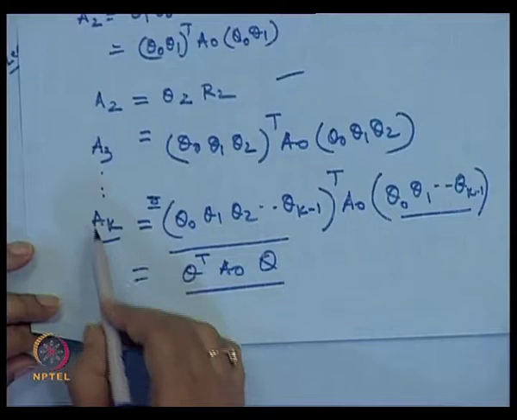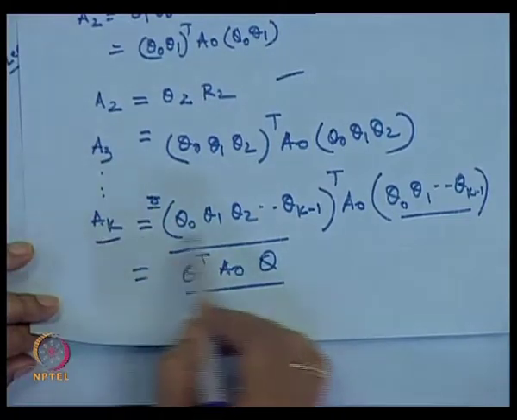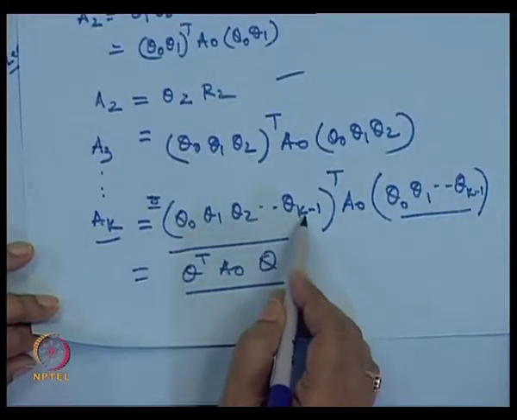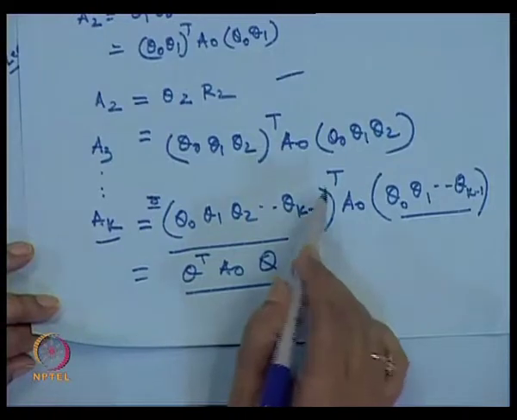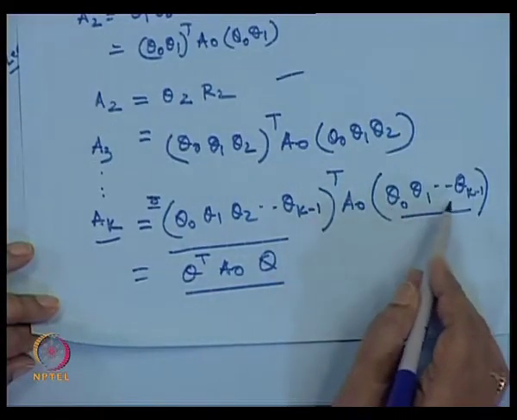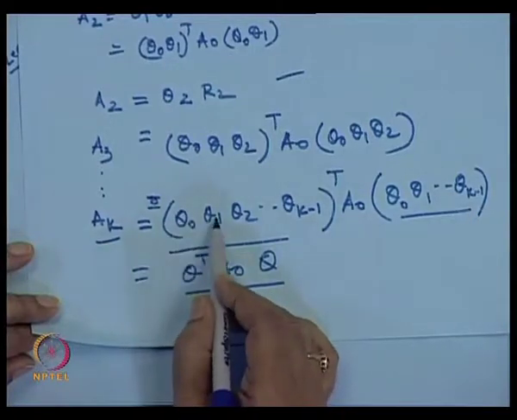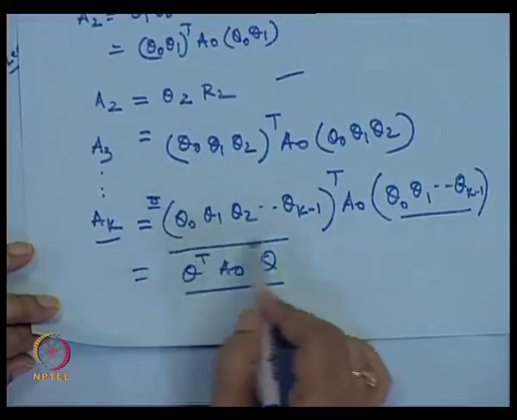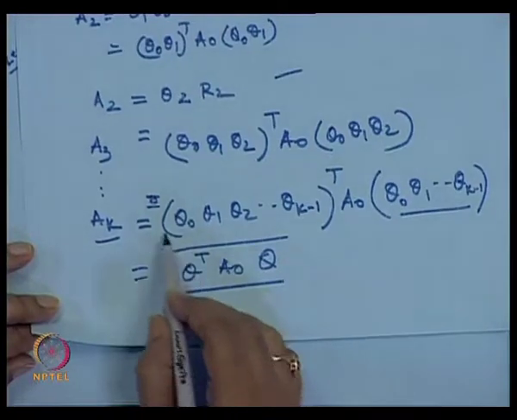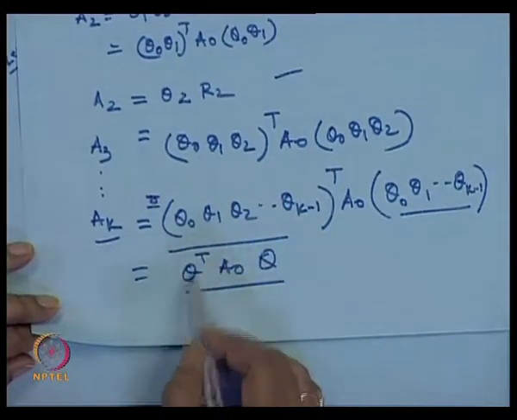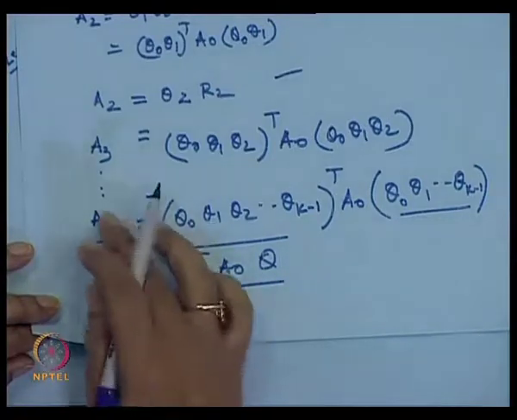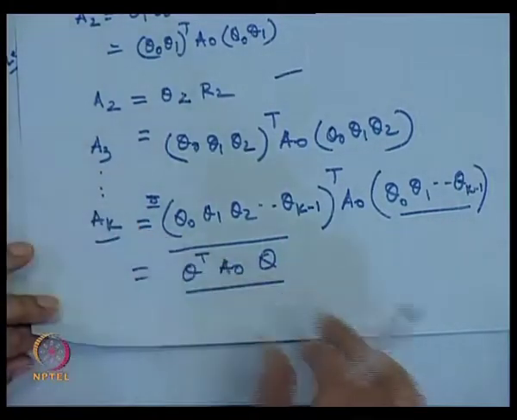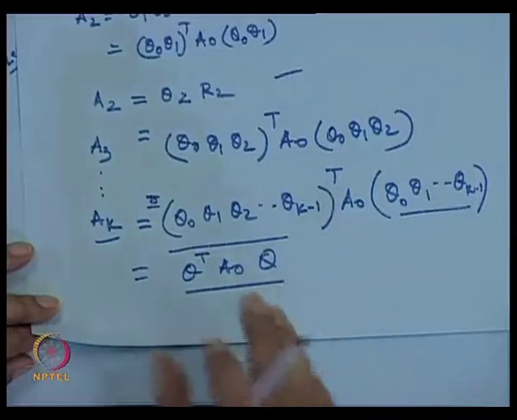again we will get at the kth iteration: Q0 Q1 Q2 up to Qk minus 1, whole transpose, A0, Q0 Q1 up to Qk minus 1. Since each of Q0, Q1, Q2 up to Qk minus 1 is an orthogonal matrix, their product is also an orthogonal matrix. So we write all the products together as Q transpose A0 Q, and it will continue until the matrix A is converted into Ak, which is in upper triangular form.